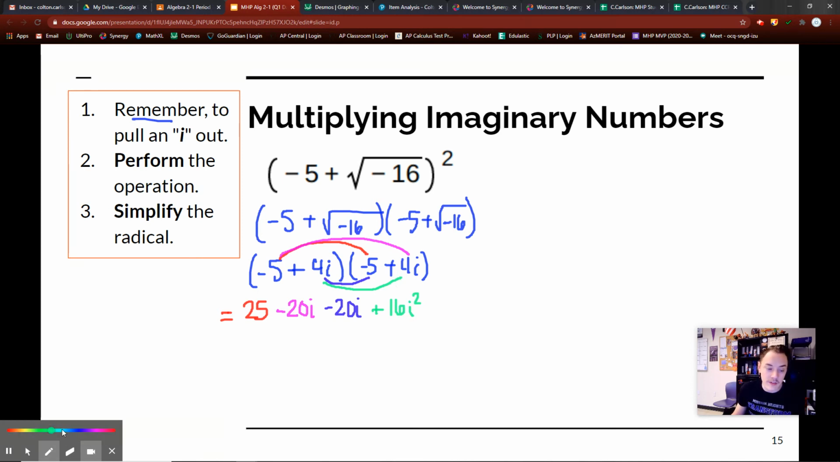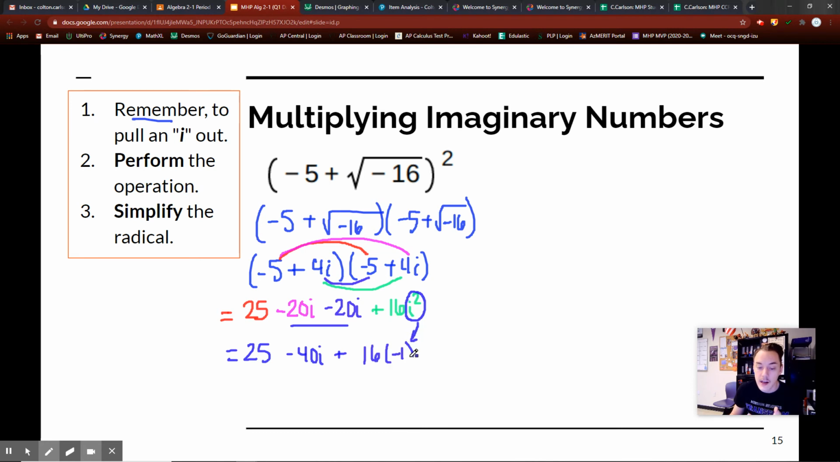Now I start simplifying this accordingly. 25, and this becomes negative 40i. Now, what is 16i squared? First of all, what is i squared? Remember, i squared is negative 1. We learned that already. So i squared is negative 1, which means when I simplify this, it's 25 minus 40i, and then this becomes minus 16, which becomes 9 minus 40i.